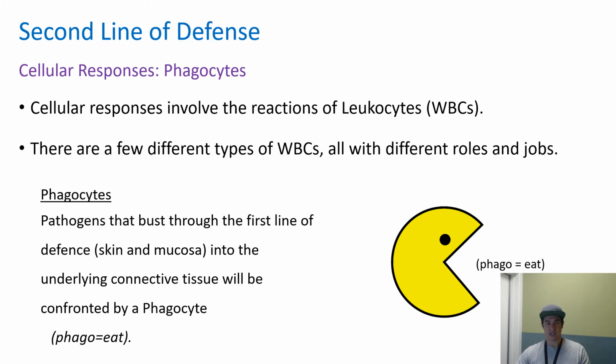Now, a phagocyte, think of phago equals eating, so we've got Pac-Man here. When pathogens bust through the first line of defense into underlying tissues, then they will be confronted by some kind of phagocyte, and this phagocyte will eat and devour this bacteria or invader, which has a whole lot of enzymes for breaking that down.